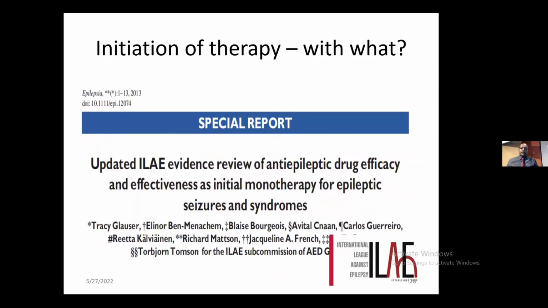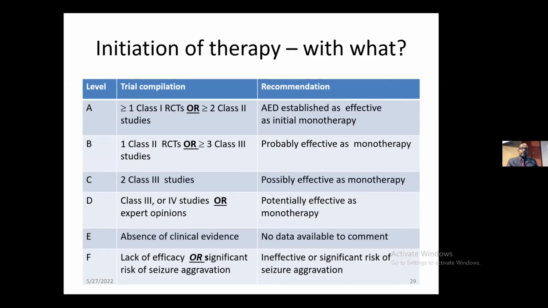Yeah, right. So to make our life easy, the International League Against Epilepsy have given this review article to say what drug to be given to what particular syndrome. They have listed the research, and they have given certain guidelines starting from level A to level F. Level A would be the anti-epileptic or anti-seizure medication.